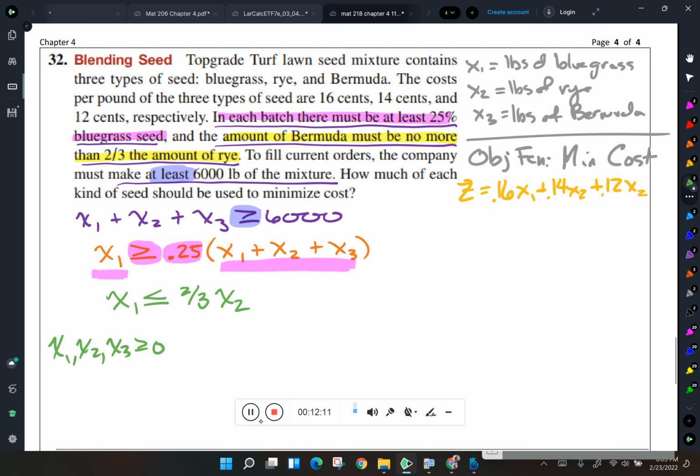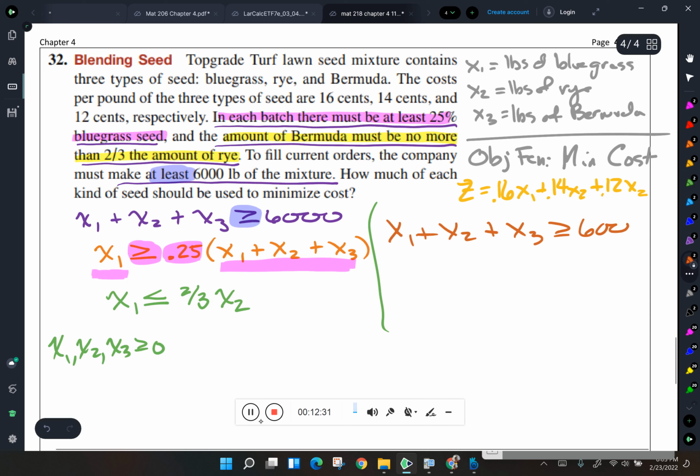Now as it sits right now, this isn't going to work for me because I need to write these as inequalities that I can actually put into the system. Now the first one's fine. x1 plus x2 plus x3 is greater than or equal to 6,000. I can do that. The second one, I'm going to have to distribute and then move all the terms to one side or the other. I'll move this one to the right.